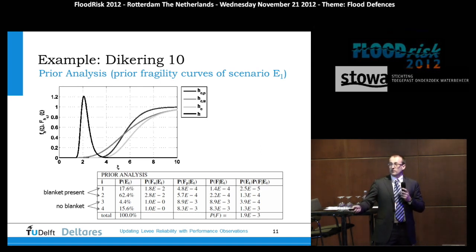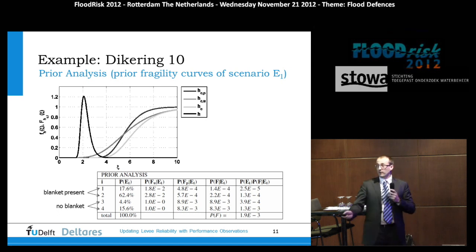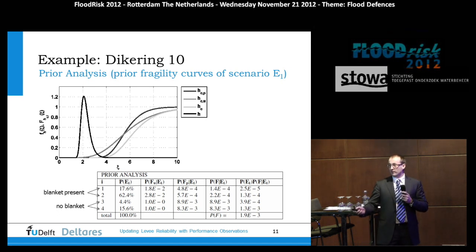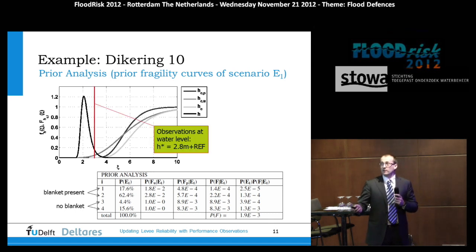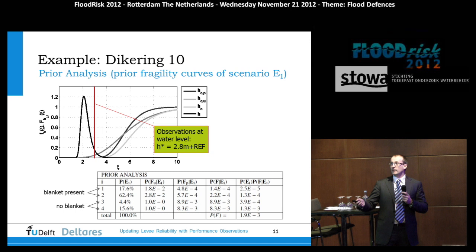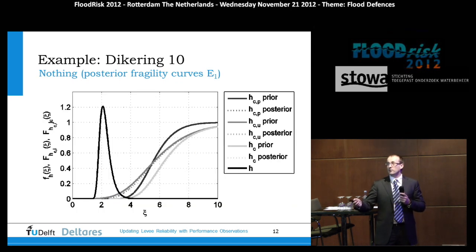Later on we will see some results, but in terms of the probability of uplift, the probability of piping, of failure per scenario, the contributions of each scenario to the probability of failure. So the prior value would be about 2 times 10 to the minus 3. Now let's suppose we have an observation at water level 2.8 meters, about a 1 in 10-year water level which actually occurred at that location.